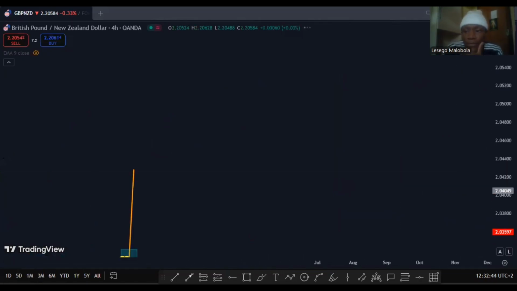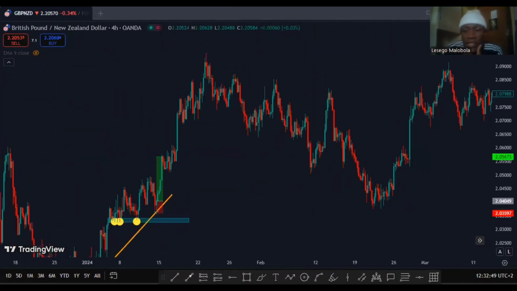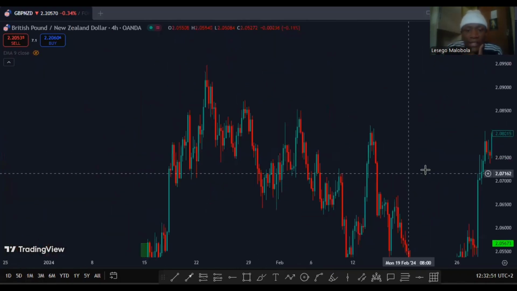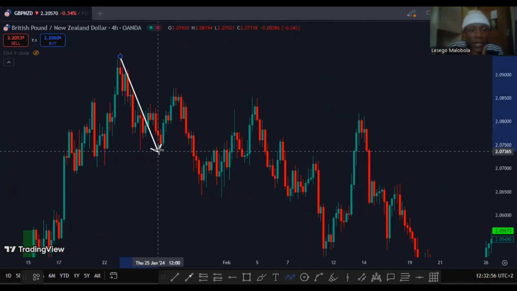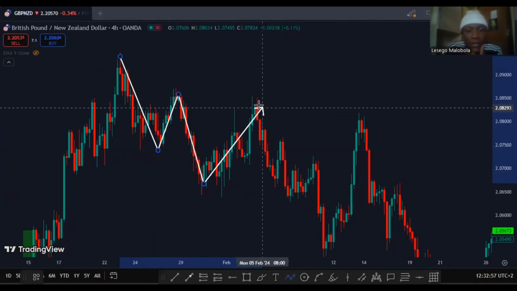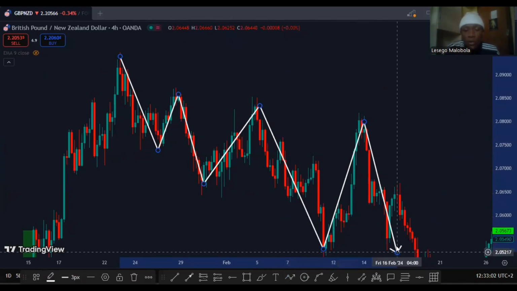Looking at the market in terms of more structure, we can clearly see that now here it's a different scenario. Price is no longer trending up, but trending down, creating these lower lows and lower highs: lower low, lower high, lower low, and lower high. And price went all the way to the downside.